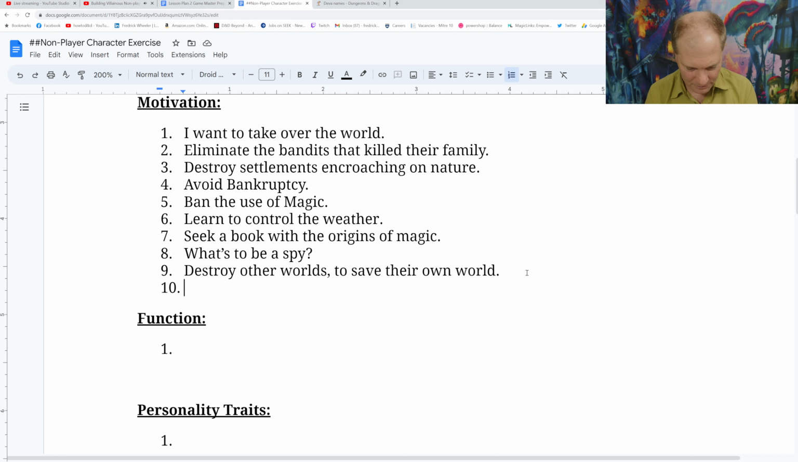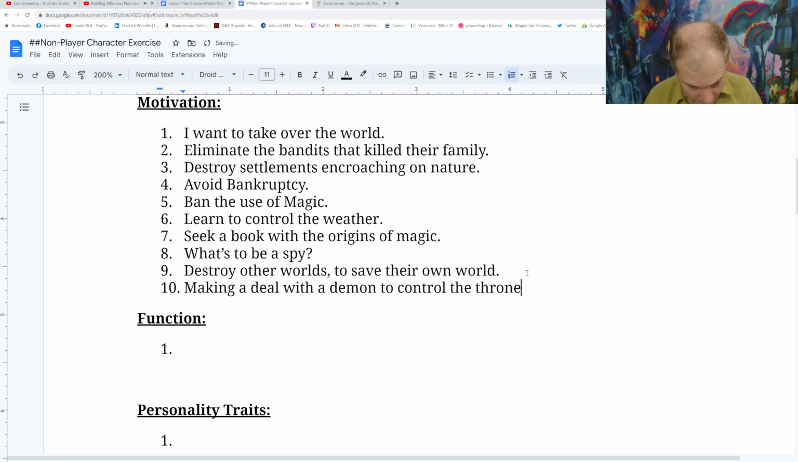Wanting to place a more competent person on the throne, but making a deal with a demon or dark god. So, making a deal with a demon to control the throne. I think that's 10 ideas. That's enough. So function.